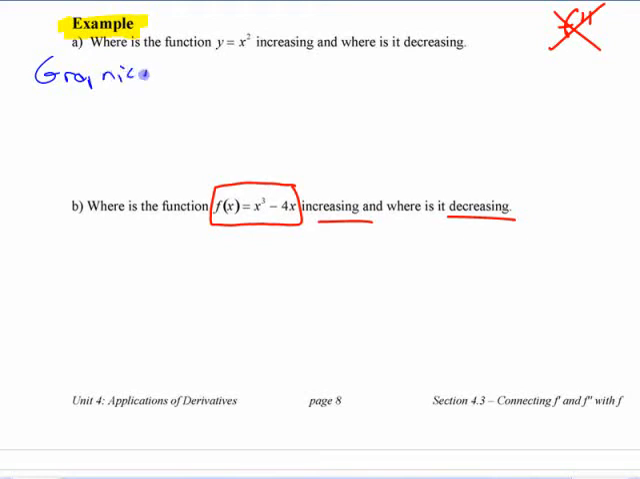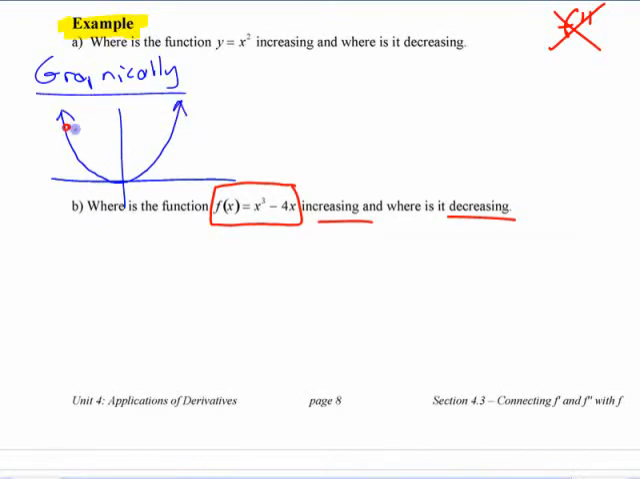Here is graphically. Graphically, you look at the graph, it looks like this, right? Sort of. Okay, something like that. If you look at the graph, you can kind of see the function is, remember, if you imagine a point moving along here, the function is decreasing to there and increasing past there. Right?